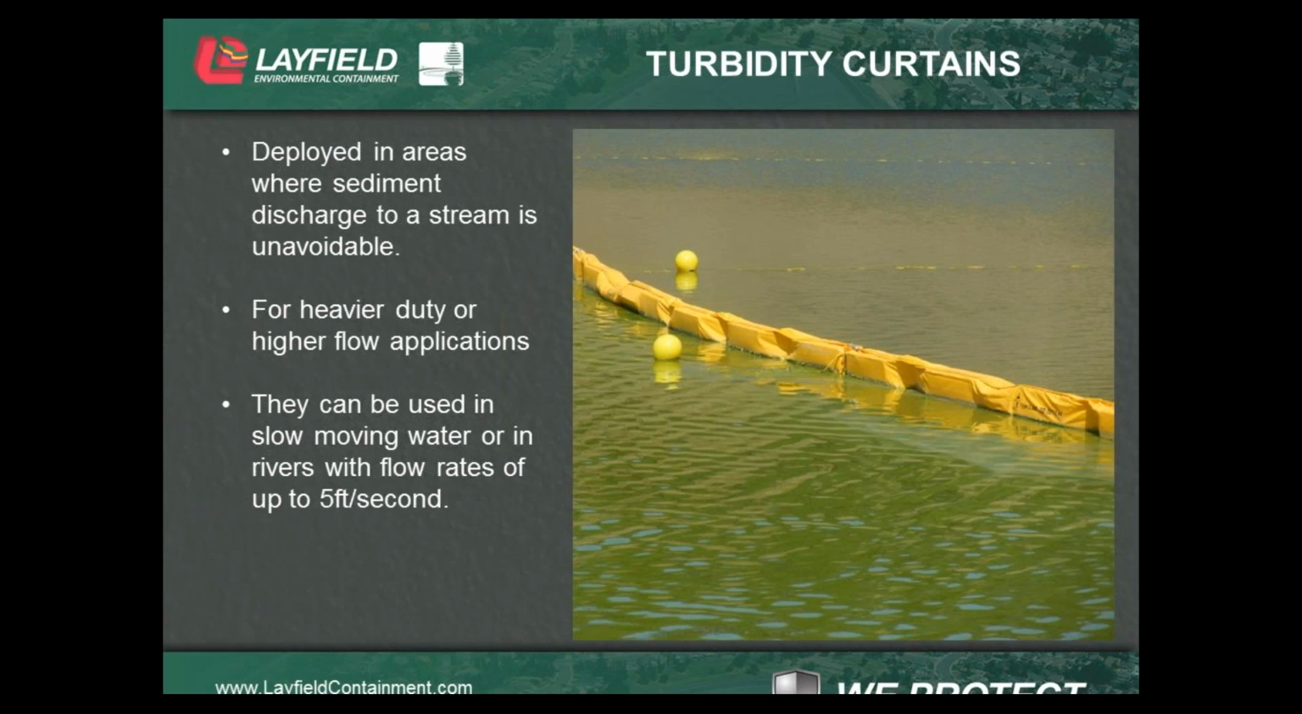They can be used in slow-moving water or in rivers and with flow rates of up to 5 feet per second. Again, tidal water is another one that we can use them in. And really, when we talk about turbidity curtains, there's kind of 3 different grades, let's call it, of turbidity curtains, depending upon your flows, your longevity, tidal water, those kinds of things. We're going to look at different grades of turbidity curtain to meet the needs of whatever application you actually have.